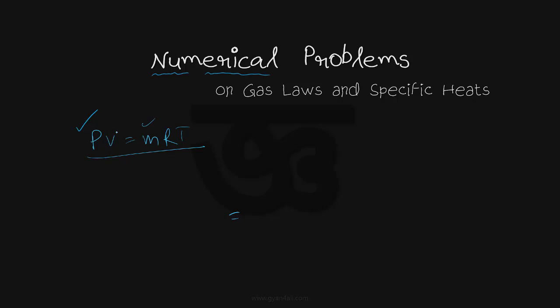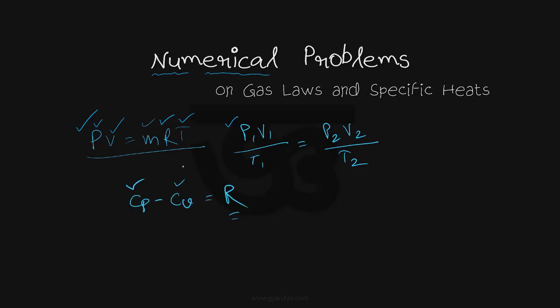This is PV equal to mRT, where m is the mass of the gas, R is the characteristic gas constant, T is temperature in absolute scale, and P and V are respectively the pressure and volume. And this formula can also be used in this form: P1V1 by T1 is equal to P2V2 by T2. Also, we'll use the relation between Cp and Cv, which is Cp minus Cv equal to R.